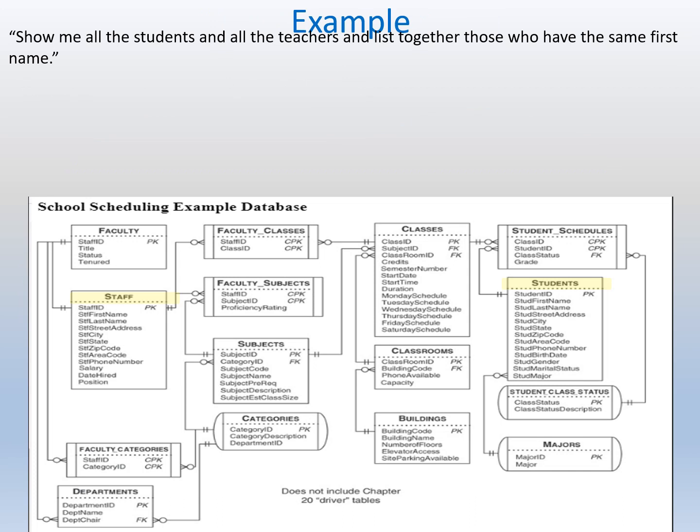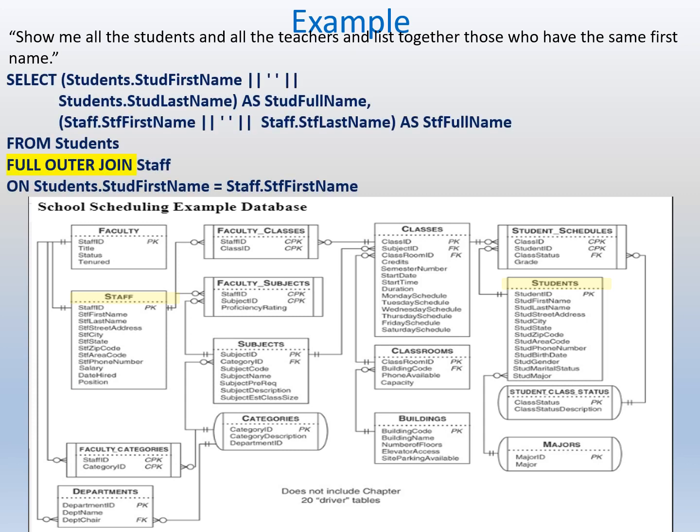This is an example of a full outer join. The request is show me all the students and all the teachers and list together those who have the same first name. This is our select statement. We have a full outer join between students and staff, and we are joining on student first name and staff first name.